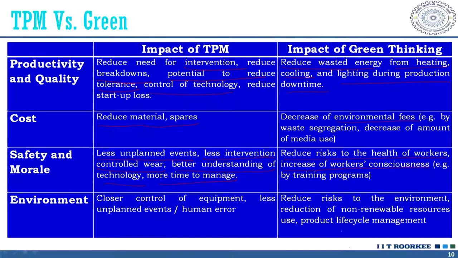In terms of environment, with TPM you have closer control of the equipment, and it also comes with fewer unplanned events and less human error. Green thinking reduces the risk to the environment, and also reduces the use of non-renewable resources and supports product life cycle management.